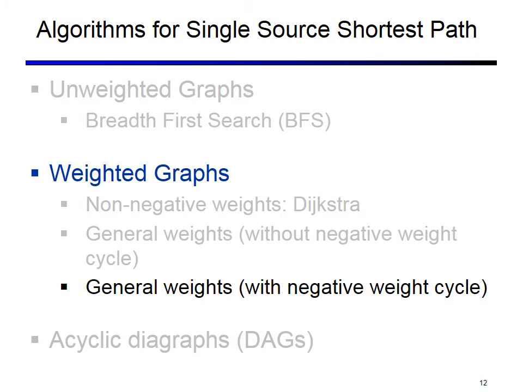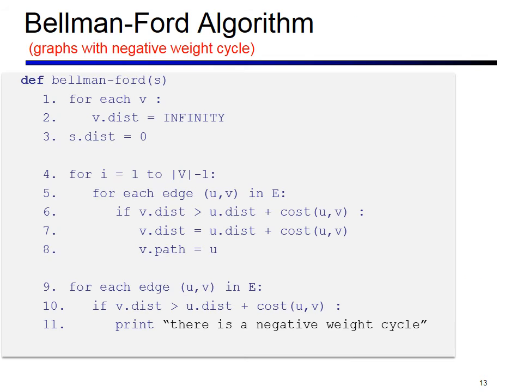Now, let's look at the Bellman-Ford algorithm, which handles general graphs, meaning those graphs which might have negative weight cycles. The main idea of the Bellman-Ford algorithm is to relax every edge in the graph V minus 1 times, where V is the number of vertices. Let's look at the Bellman-Ford algorithm.